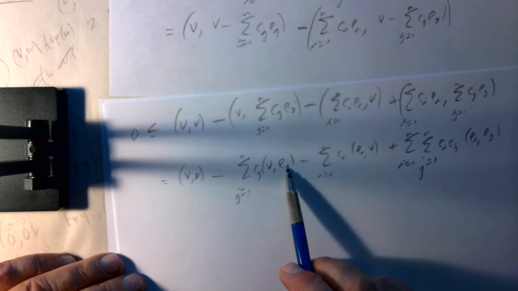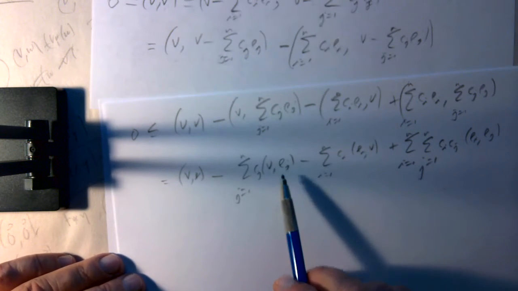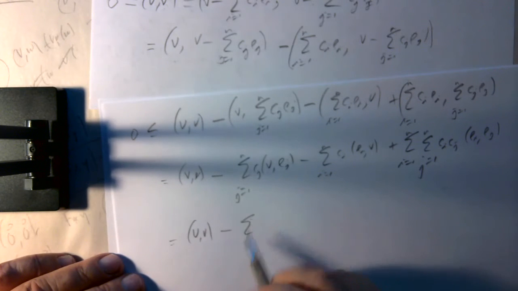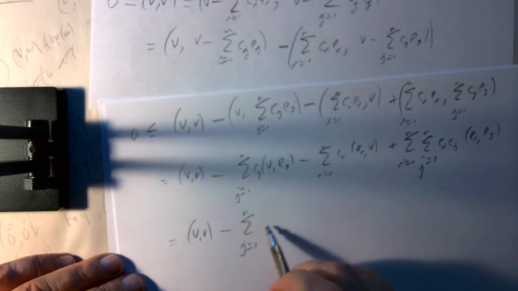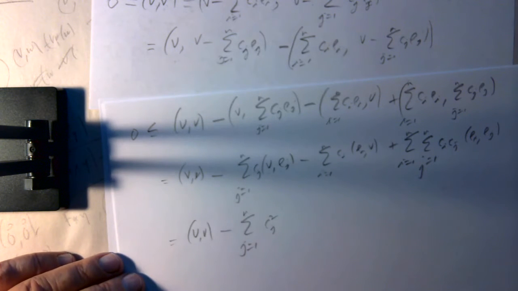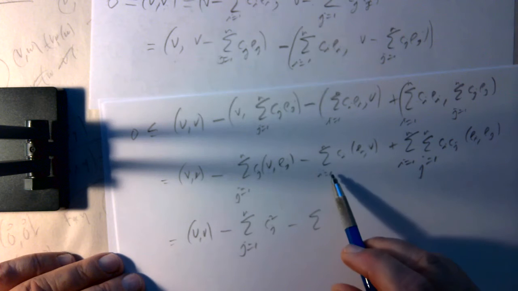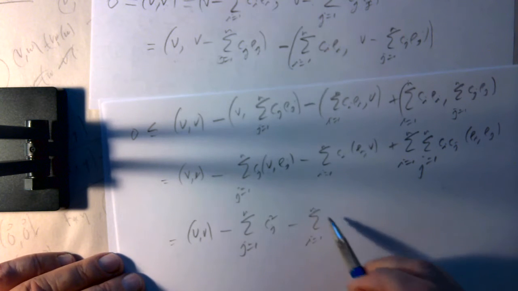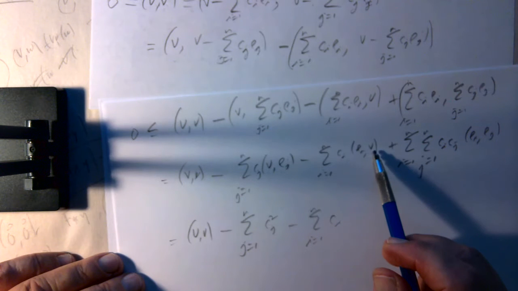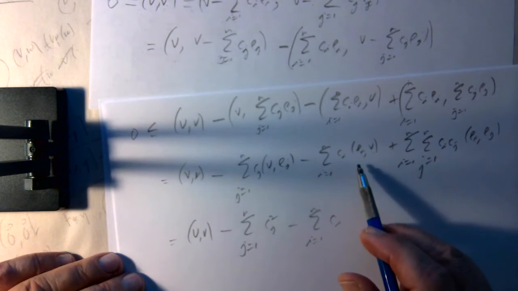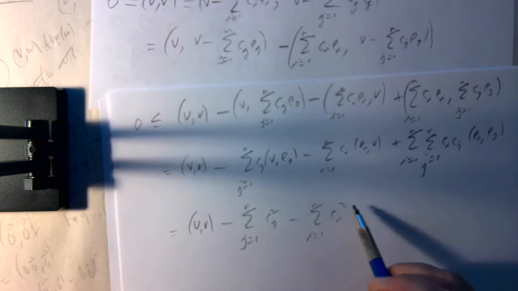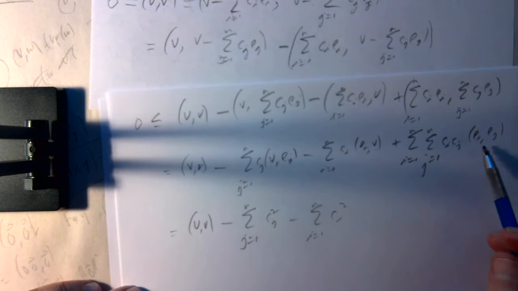Now, V comma Ej, that's just Cj. That's the definition of the Fourier coefficient. So I have V comma V minus summation, J goes from 1 up to N, Cj, and this is another Cj, so that's Cj squared. And the same thing happens here. This is summation, I goes from 1 up to N, C sub I, and the inner product of Ei with V is the same as the inner product of V with Ei. That's just, again, the Fourier coefficient, C sub I. So we get another C sub I, so that's C sub I squared.